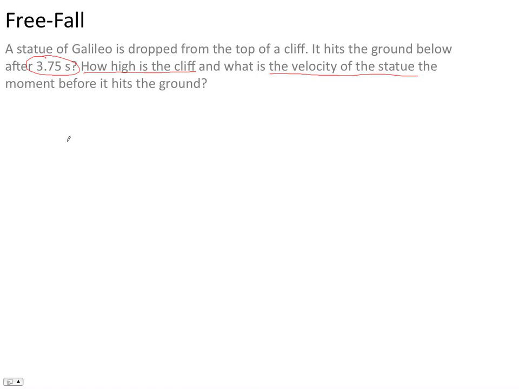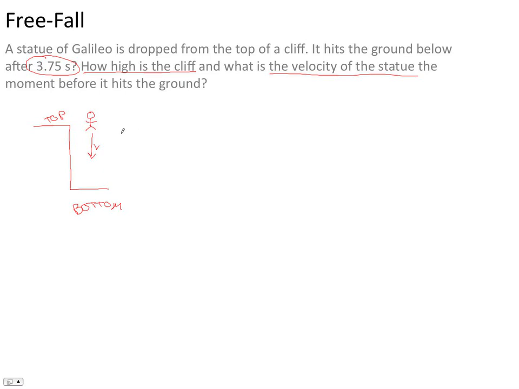Next step, it helps to draw a picture. This can be as detailed as you want it to be. I'll draw a little cliff. I'll label this top, bottom, and I'll draw a little statue of Galileo, and I will draw an arrow pointing in this direction indicating that he is falling from the top of the cliff to the bottom. All right, so that's a pretty good picture.